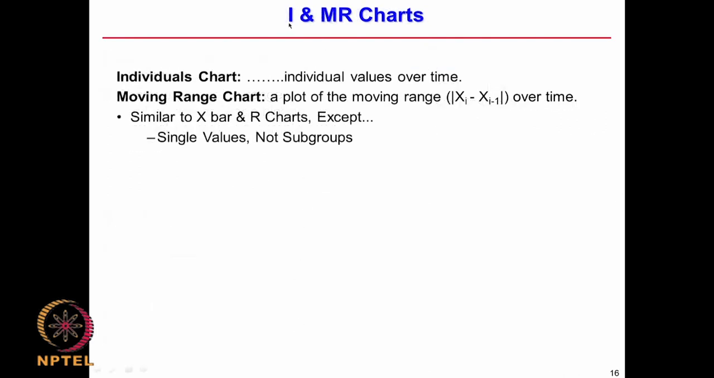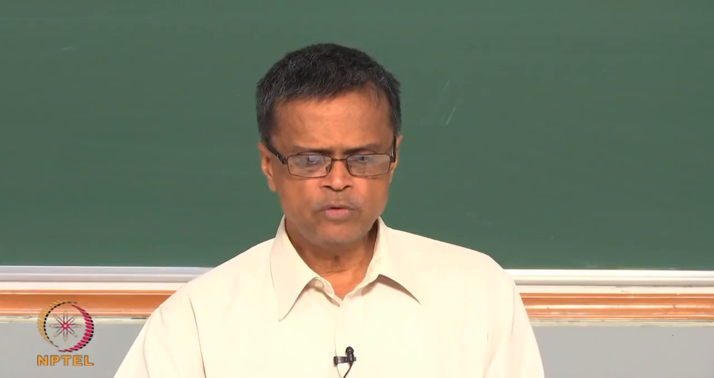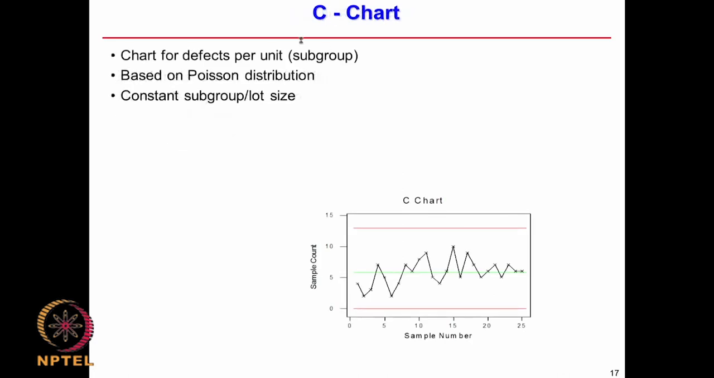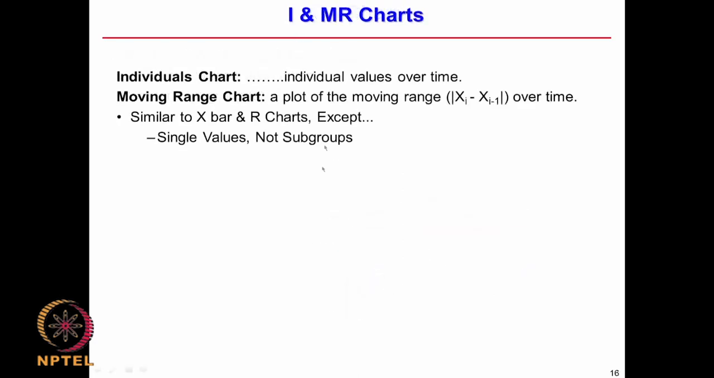Then you have the individual chart, that means you plot the individual values over time. Suppose I am measuring the pH as a function of time, I plot the pH against time. Moving range chart: we use xi minus xi minus 1 over time. When I take another 2 samples, xi will change and xi minus 1 will change, so that gives another range. That is called a moving range chart. This is similar to X bar and R charts, except that it is a single value, not subgroups. It is called the I and MR: I is the individual, MR is the moving range.